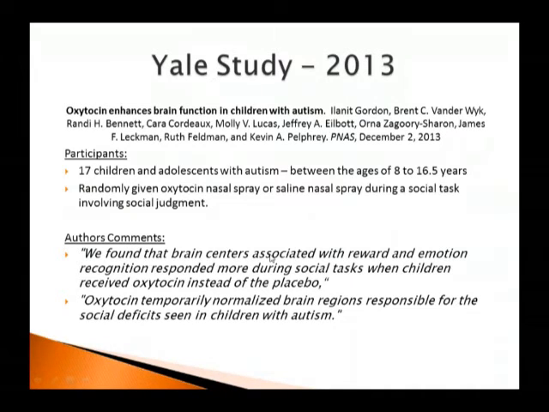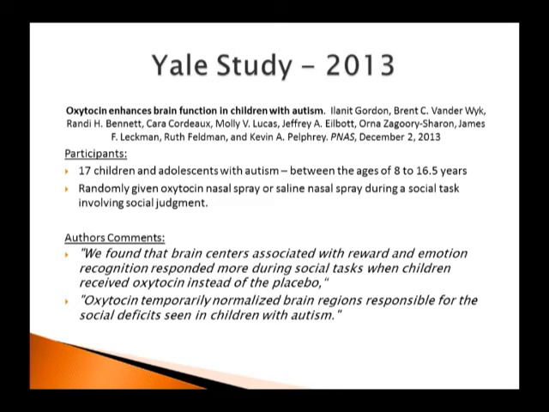Well, just recently, there was an article released talking about a study that was just done this year at Yale. Because the whole aspect of oxytocin therapy has been controversial, and there's been some research that says it hasn't worked, and then there's been research that clearly shows that it has. This study came out just recently from Yale called Oxytocin Enhances Brain Function in Children with Autism, and what they did is they took 17 children and adolescents with autism between the ages of 8 and 16.5 years. And they randomly gave them oxytocin nasal spray or a saline nasal spray while they were engaged in some type of social task that involved social judgment.